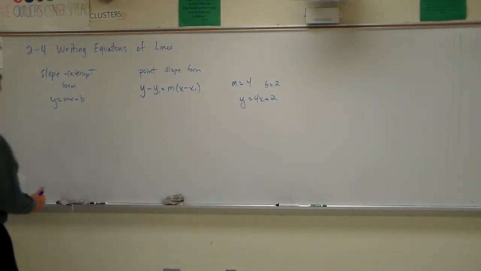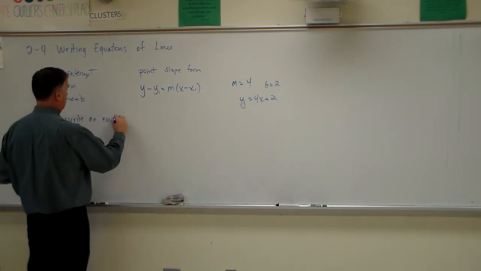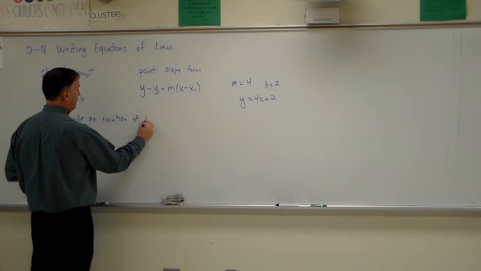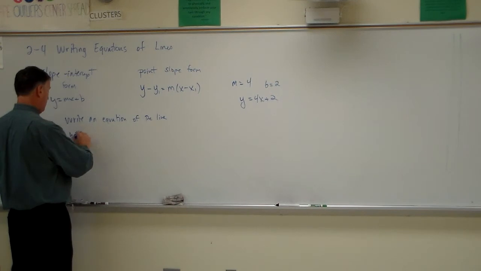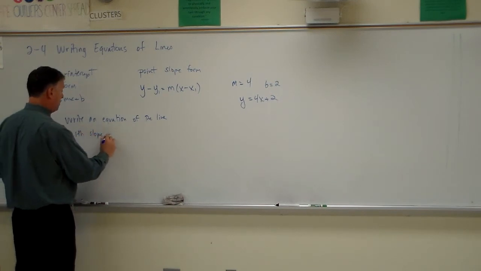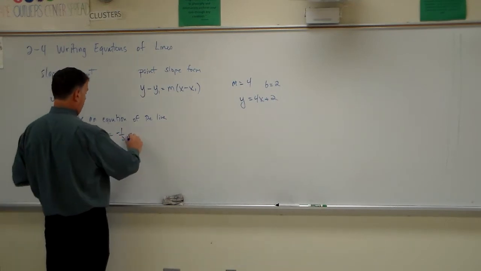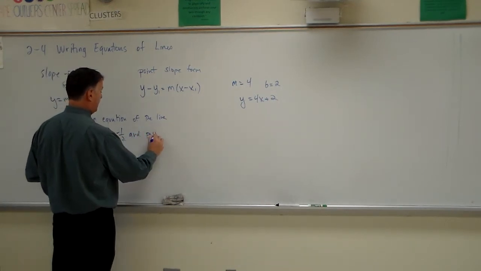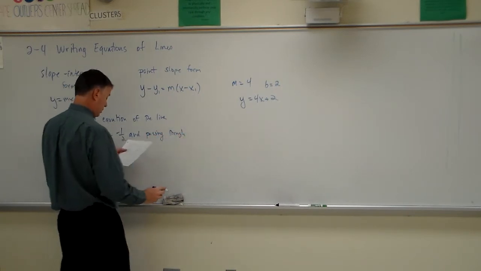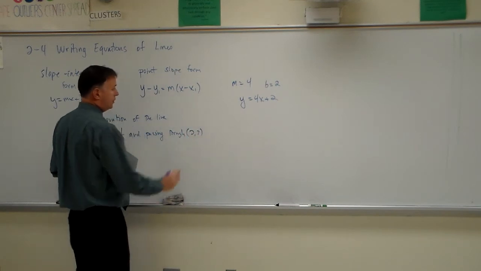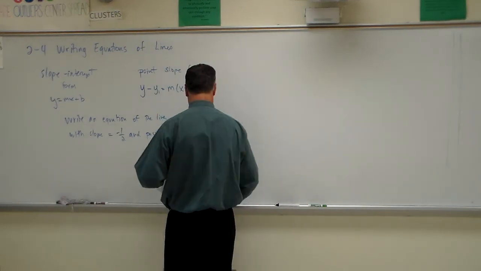Let's say they asked us to write an equation of the line with slope equal to -1/2 and passing through (2, 3). So the two things, write this somewhere big, write it in the margin somewhere, okay?